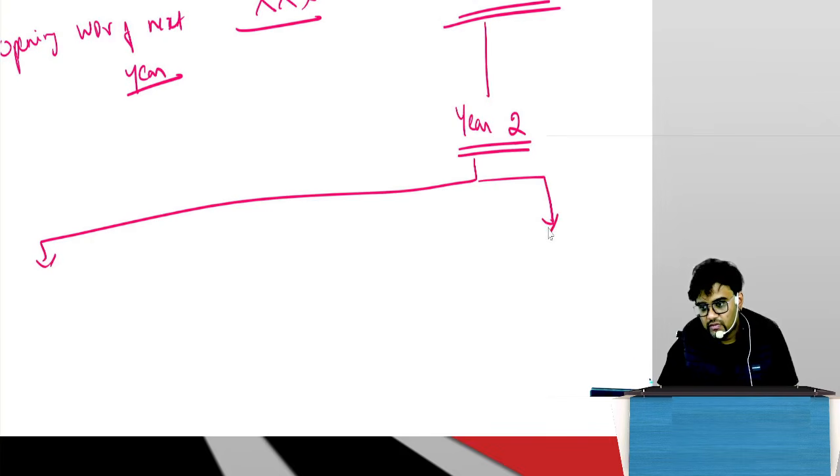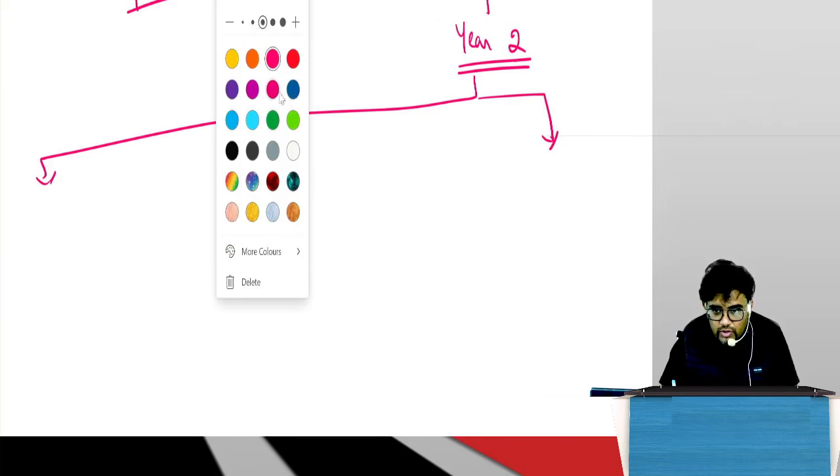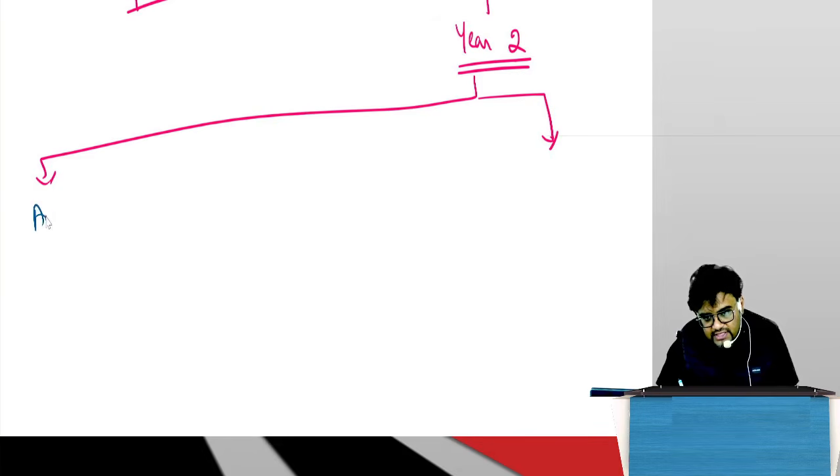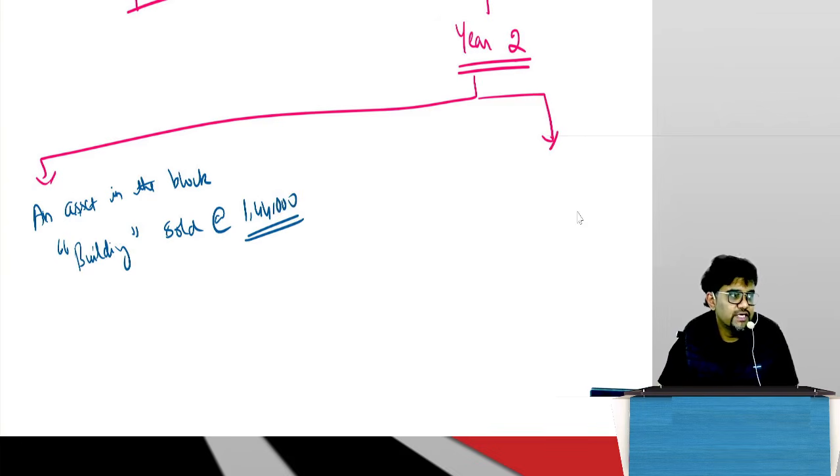Same. Scenario number 1, scenario number 2. What was scenario number 1? An asset in the block of building was sold at 1,44,000.